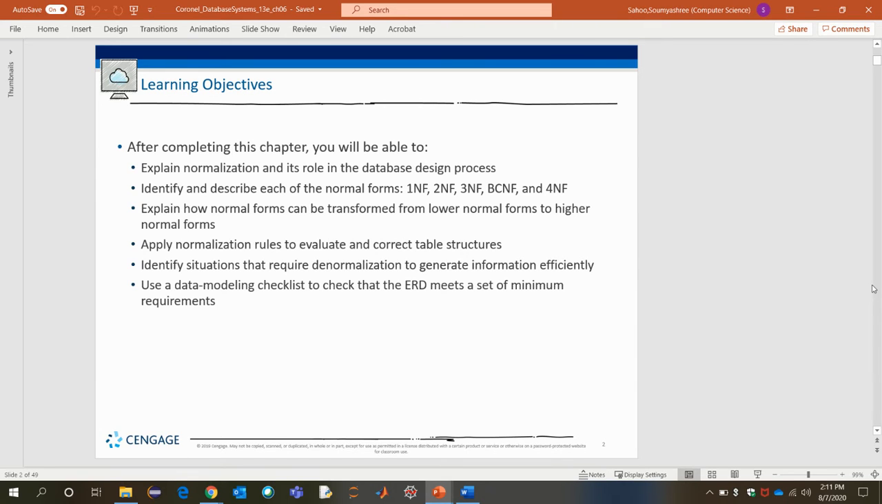Then there are various normal forms that we have to learn: first NF, second NF, third NF, BCNF, and fourth NF. We will also discuss how the normal forms can be transformed or updated to lower normal forms or higher normal forms. And then we will see how to apply the normalization rules to evaluate and correct table structures. Then denormalization, and then we will see how the data modeling checklist evaluates the entity relationship diagram to meet a set of minimum requirements at least.